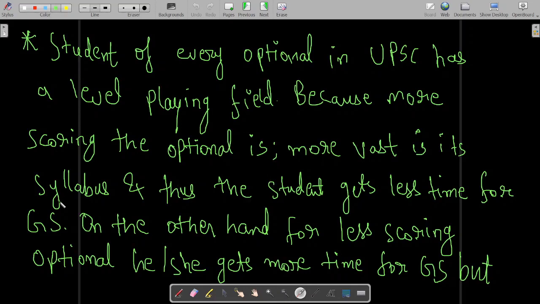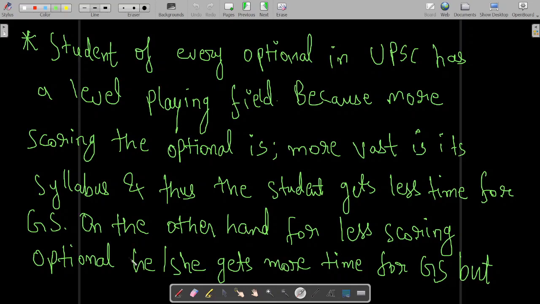So the person who has maths as his optional subject will have less time for GS. On the other hand, the person who has history as his optional will have more time for GS, because history optional is not that time consuming as compared to maths optional. So whatever 30-40 marks he scores less in history optional as compared to the maths optional person, he can compensate with the help of GS.